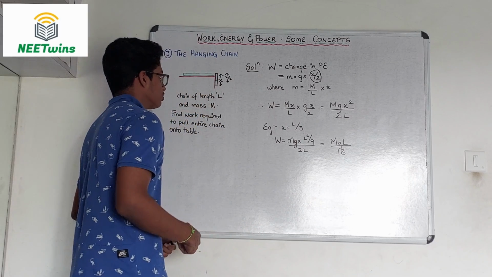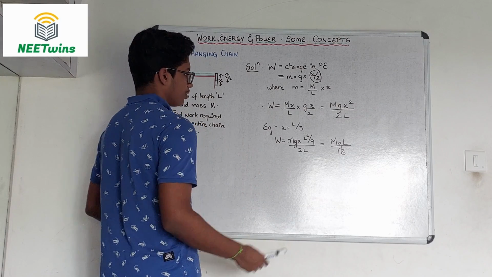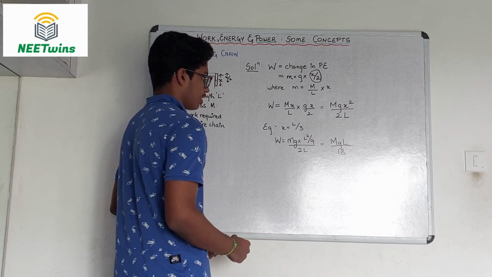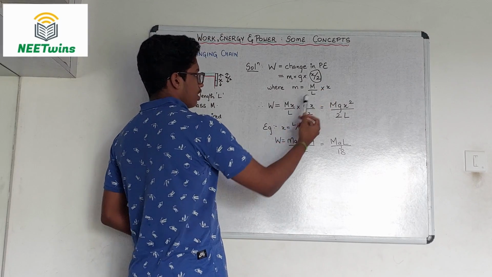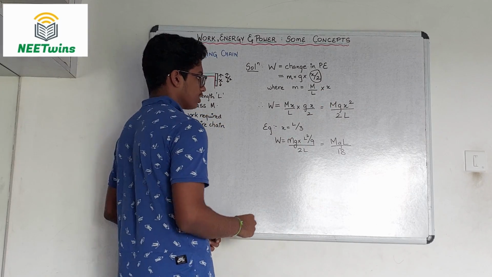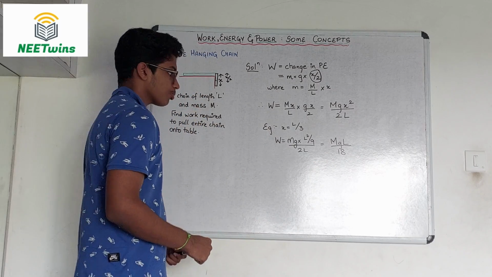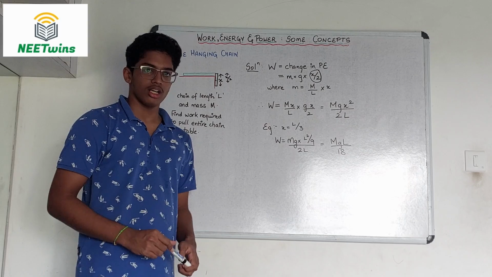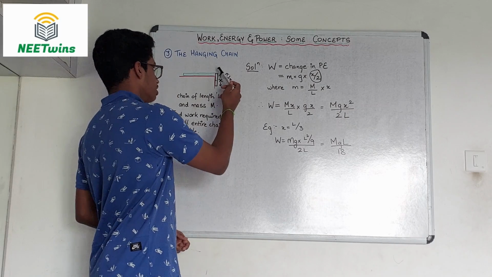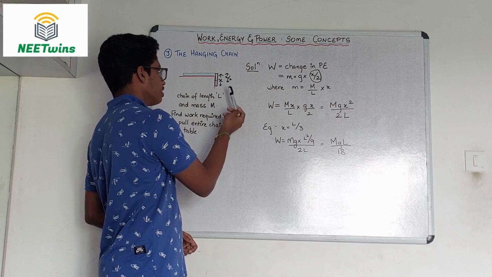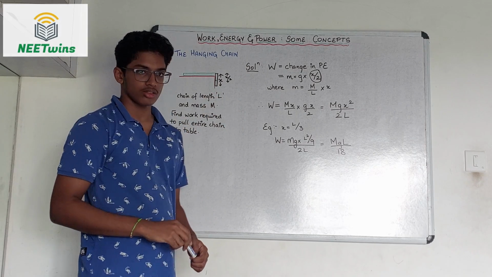So the work done to lift 1/3 of the chain onto the table would be mgL by 18, and if we hadn't used this x by 2 over here, the answer would be drastically different, and it would be mgL by 9 itself. And usually such options are there, so you can get confused in such cases, but you need to remember that you have to treat the entire hanging part of the chain as a mass placed at its center of mass, and then you have to solve this question.